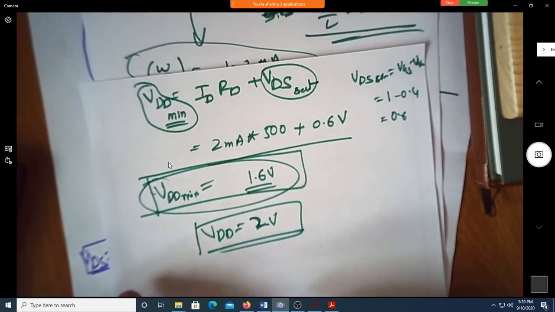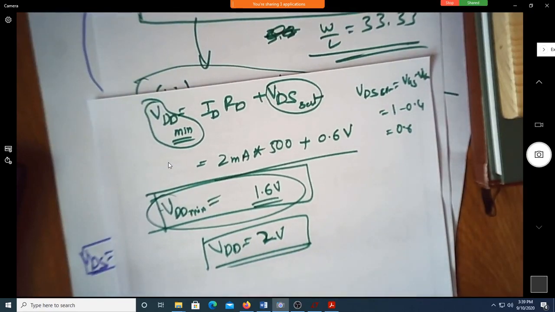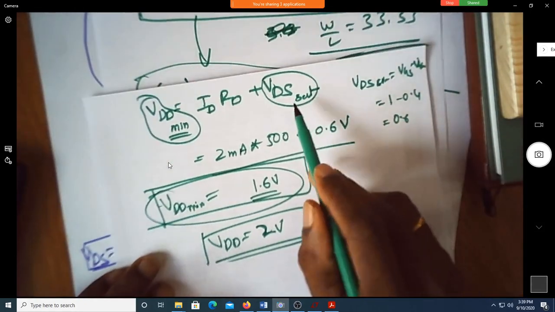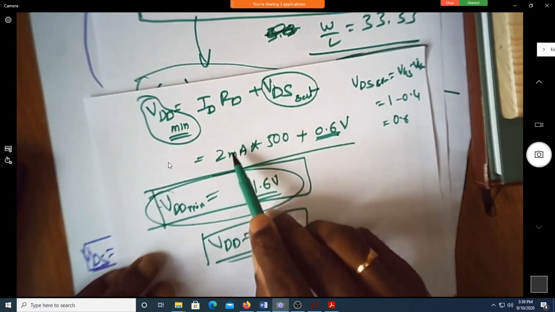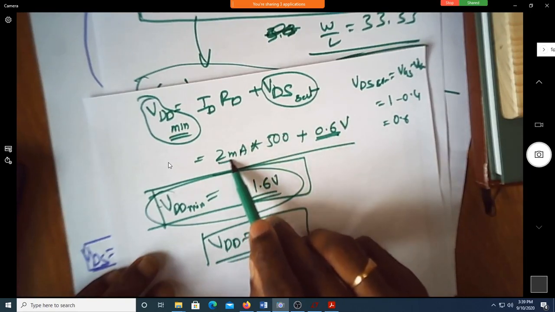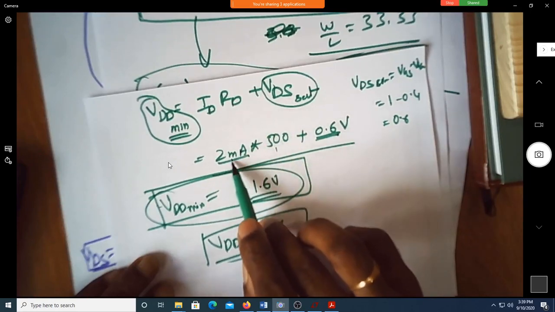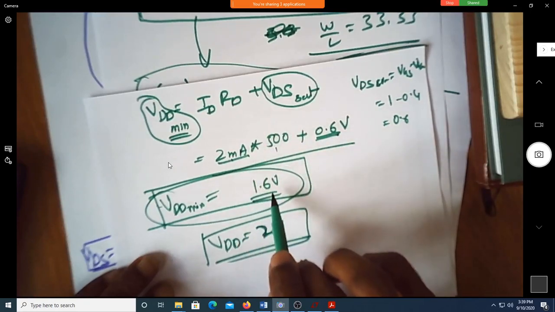No, we have been asked to find the minimum value required to keep the MOSFET in saturation. See, we kept this as 0.6. That is what is minimum required. And ID, for it to be in saturation, is 2 milliampere. When it is in saturation, it's 2 milliampere. RD is 500. So this gave us 1.6 volt.